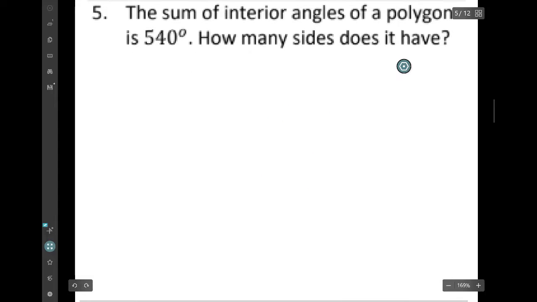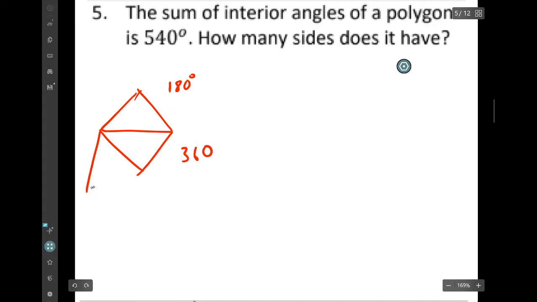Question 5. The sum of interior angles of a polygon is 540. How many sides does it have? So we know a normal triangle, or any triangle, has 180 degrees. Two triangles together would make 360 degrees. If you have another triangle added on, you get 360 plus 180, which is 540, and you can count how many sides there are. There's 1, 2, 3, 4, 5.